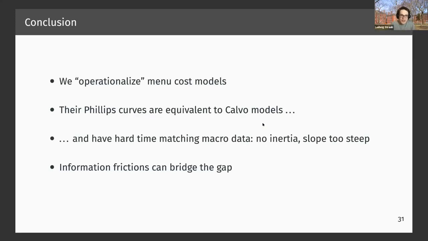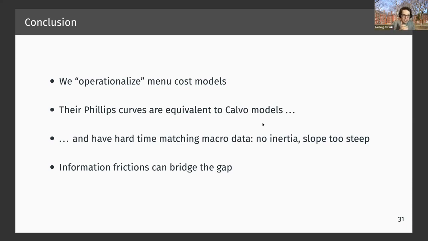All right, let me conclude. What we attempt in this very early stage project is to operationalize, so to speak, menu cost models. We start with computing Phillips curves for menu cost models. We note along the way that it turns out they're quite close to the Phillips curves of Calvo models. And that's partly why they have such a hard time matching the macro data without any additional ingredients.